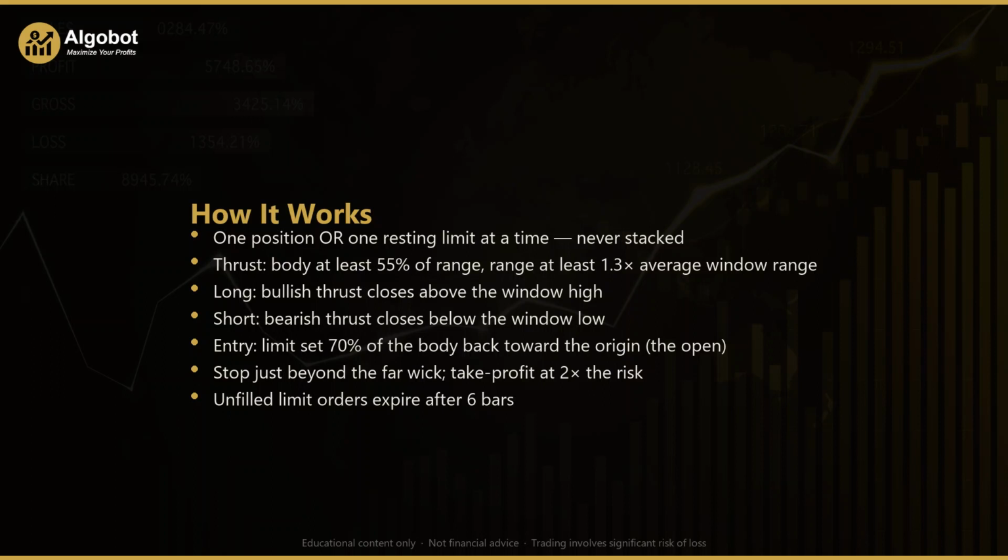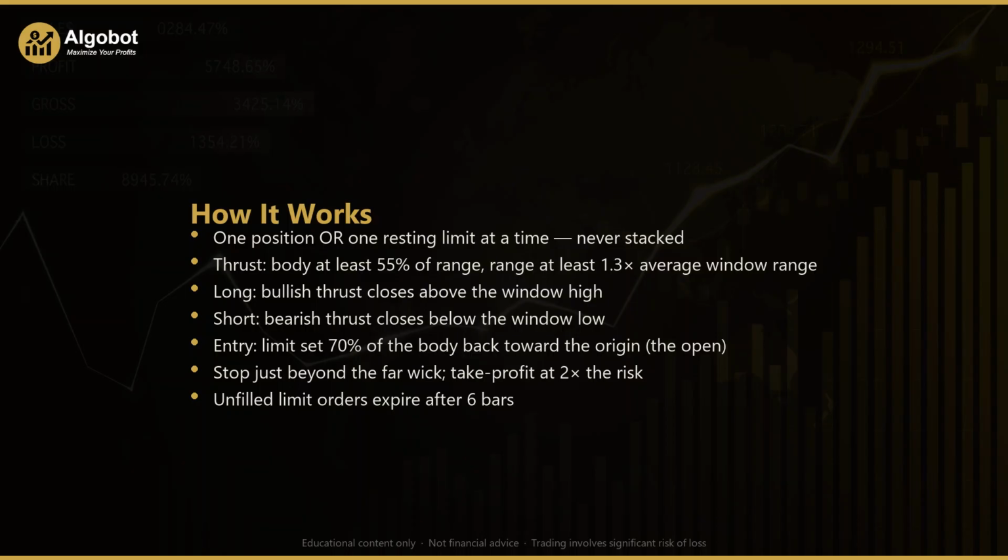When the strategy is flat and idle, it examines the most recently closed candle as a thrust candidate. First, it measures the body as a fraction of the total range. By default, the body must make up at least 55% of the candle, confirming conviction rather than indecision. Next, it looks back over a window of prior candles, 10 by default, and calculates their average range. The thrust candle's range must be at least 1.3 times that average to count as genuine expansion. For a long setup, the candle must be bullish and must close above the highest high of that prior window.